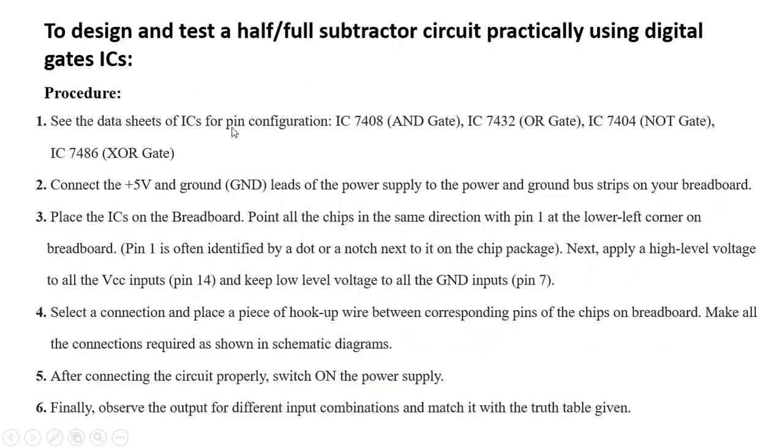Now, if you are performing this on a breadboard, first of all you have to look at the datasheet of the ICs for pin configuration. Then you need to connect the 5 volt and ground leads of the power supply to the power and ground bus strips on your breadboard. Your breadboard has the top upper horizontal holes shorted horizontally, and the lower ones also. So you apply +5 to the upper rail and upper strips, and ground to the lower strips.